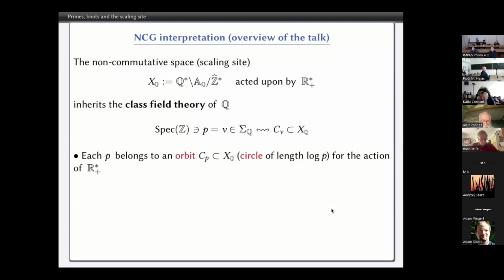So now the little prime P that Spec Z is able to show to us has a counterpart, obviously, in number theory in terms of a place, in terms of an equivalence class of isomorphism of valuations. And the point of this talk is to show you that, in fact, inside this scaling site there is a full circle of length log P, which is essentially the orbit of the action of R star plus on P itself, which produces visually, at least, a circle attached to P that Spec Z couldn't, limited as it is as a space, provide to us.